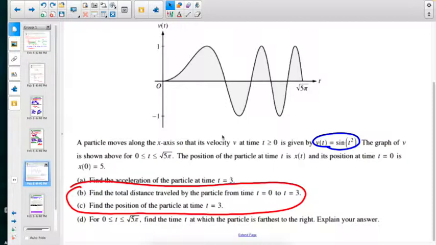Distance traveled, that is the displacement, okay? So we have to add to that the initial position. And the initial position is 5. We'll go over the answers first thing tomorrow for those two problems.